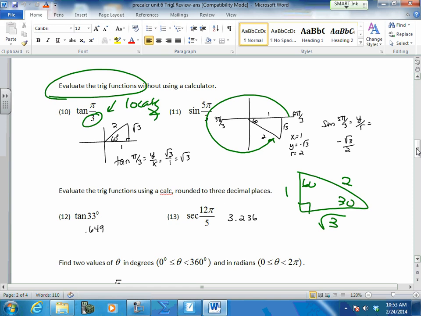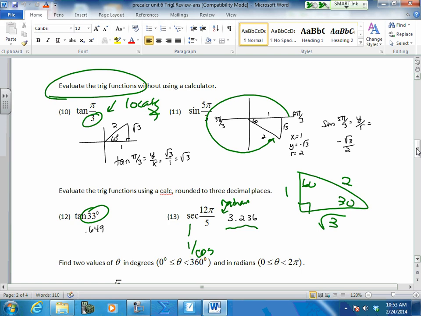These guys with the calculator, because this is not a special triangle. It exists in quadrant 1, but all you got to do is say tangent 33. Make sure your mode is degrees. This one you have 2 choices. To get a secant, it's always 1 over cosine. You could leave it in radians and put this in. It will give you this answer. Or you can convert this to degrees, leave your calculator in degrees, and put that in a degree mode.